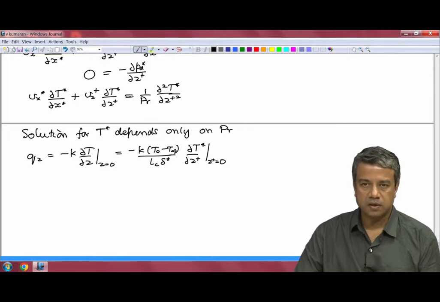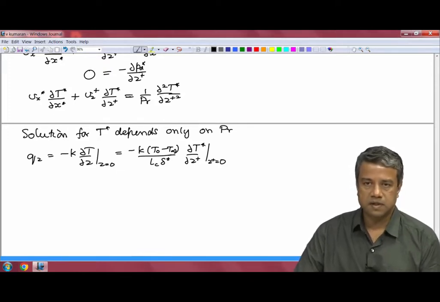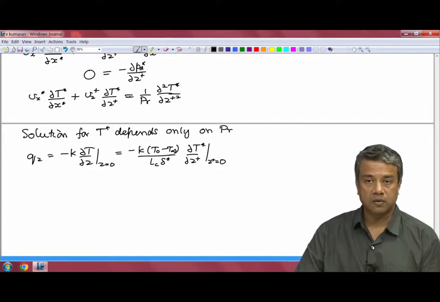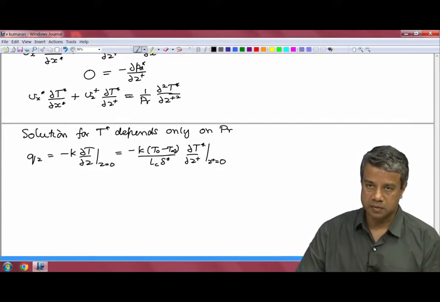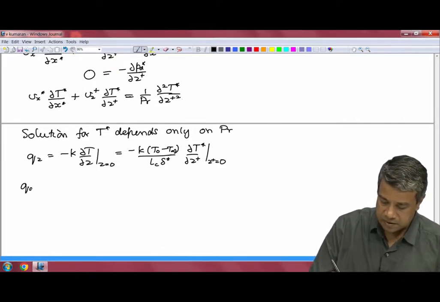And you can see that locally the heat flux depends only upon the boundary layer thickness times partial T star by partial z plus. That derivative can depend only upon the Prandtl number and the geometry. Now, the average flux is equal to the integral over the surface of Qz.